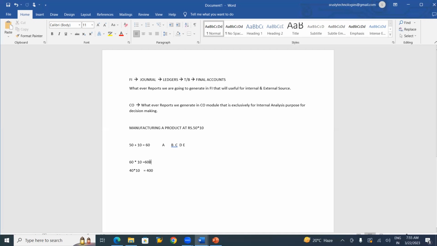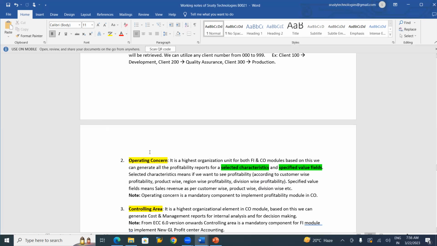Clear? Here 600 we have generated in the month of March, and in the month of April we generated 400 by selling the same quantity. Due to some reason, we don't want to hold the stock. Whatever may be the price, we want to release it. So that's the reason we got a loss of 10 rupees per product. We are in loss, but this is called revenue, right?